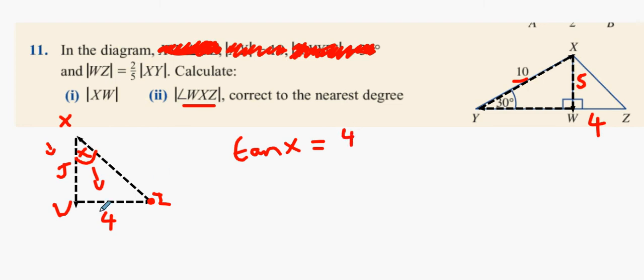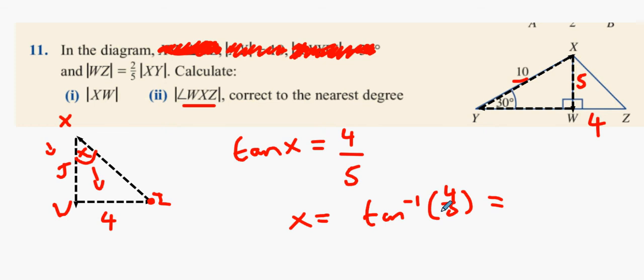4 is opposite the X. 5 is on the bottom. How do you figure out the angle? Tan inverse 4 over 5. And what do you get, Haymans? 38.65. 38.65 to the nearest degree? 39. Yeah. Okay.